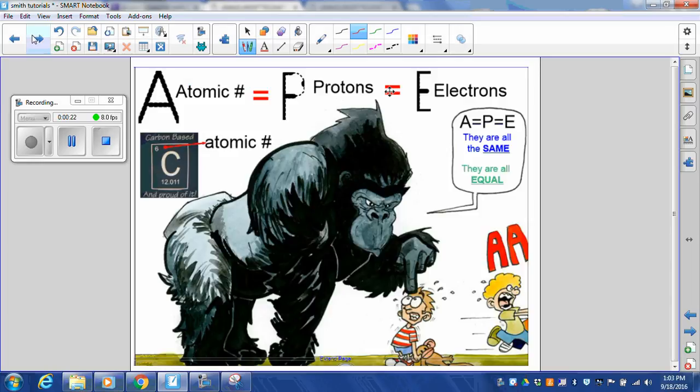Now, let's go over APE. Atomic number equals protons equals electrons. They're all the same on a neutral atom. Usually on my signs, I have atomic number and protons circled because atomic number is the number of protons.